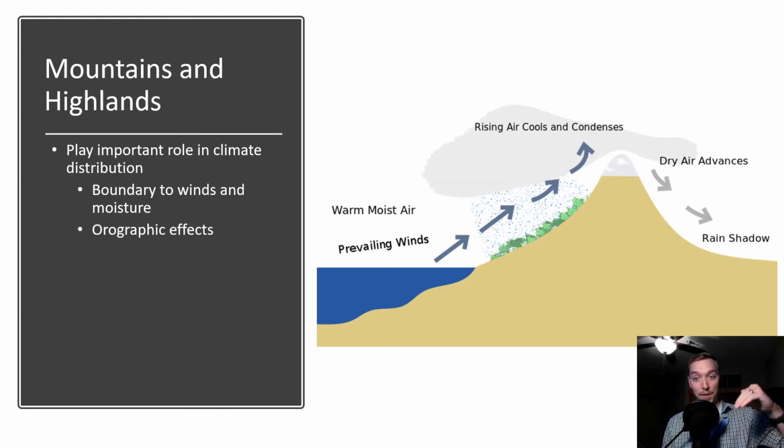But when you have a descending air mass, that air is heating at a much faster rate, and there's no moisture left. The moisture has been rained out. You have this rain shadow effect on the leeward side of major topographic barriers.